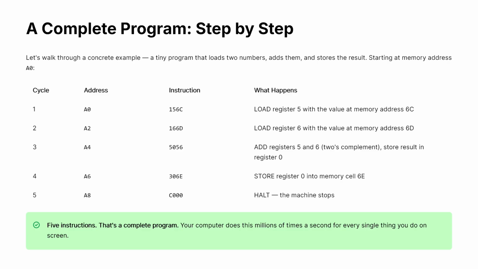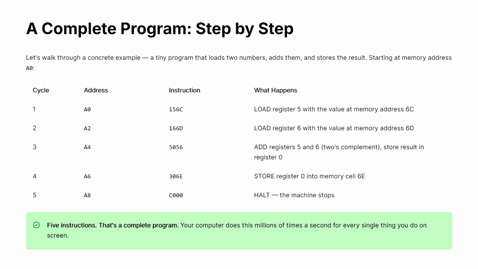Next cycle. Program counter says A2. Fetch 166D. Load register 6 with the value at memory address 6D. Same deal. Now register 6 has its value. Next cycle. Fetch 5056. Add the contents of registers 5 and 6 as 2's complement numbers. Leave the result in register 0. The ALU fires up, does the addition, puts the answer in register 0.